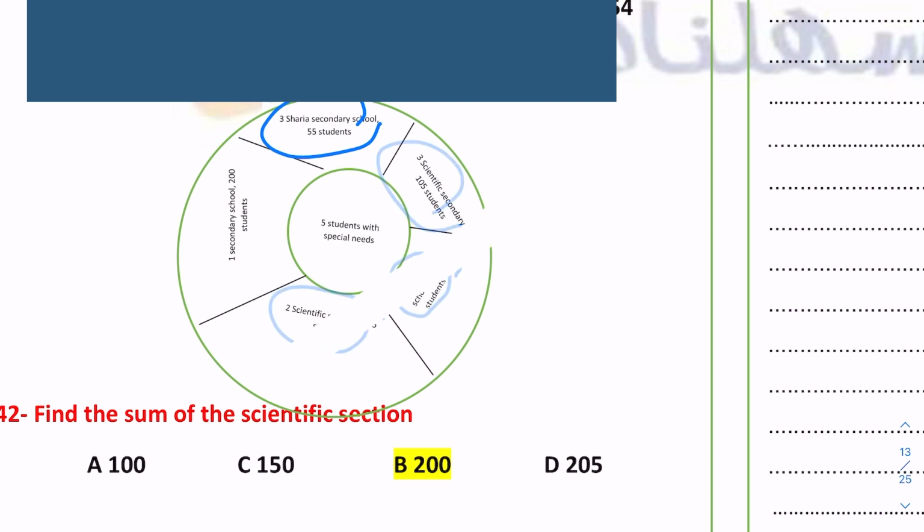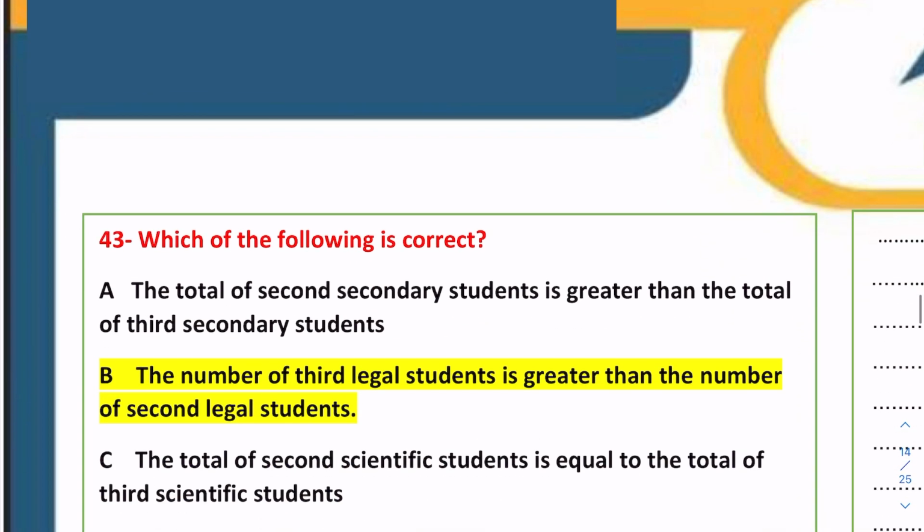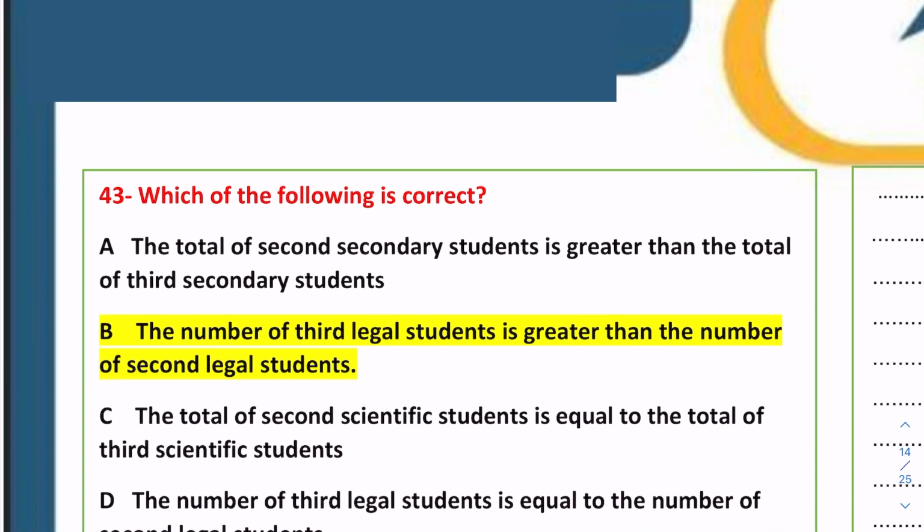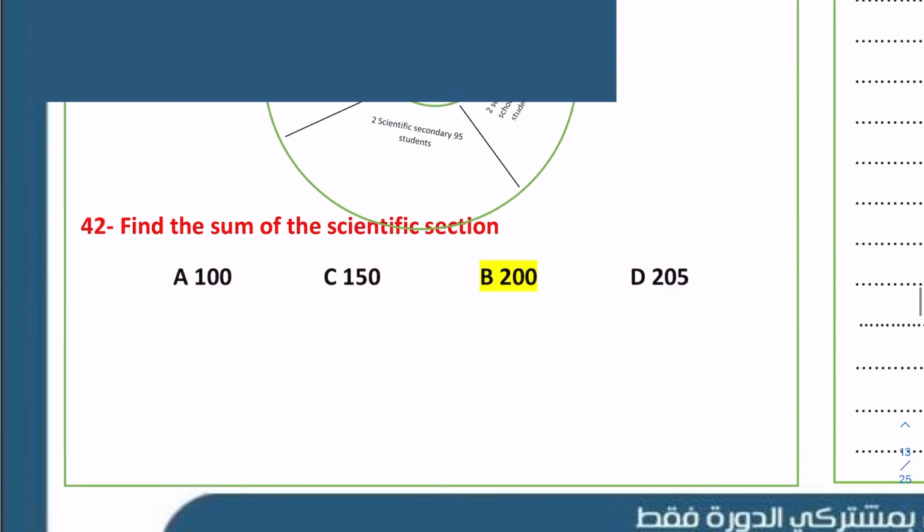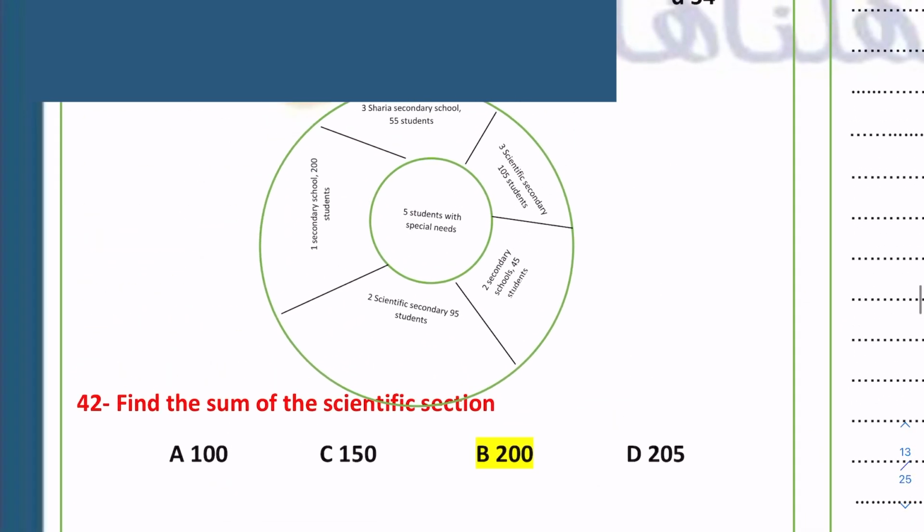Okay, let's choose letter B and see which one is correct. The number of third is greater than the number of second. Okay, third, okay, and second, third and second. You can see the third here is greater than the third here, which is scientific. And also the shari is more than the shari. So always the third is more than the second. So I can say this one is correct.